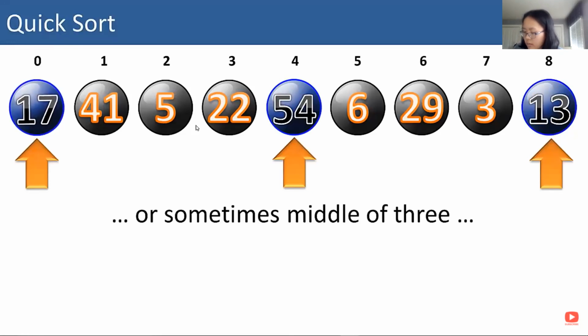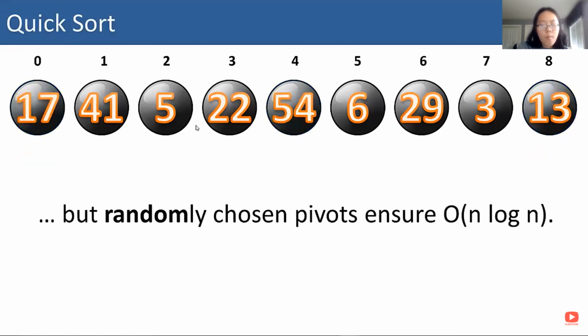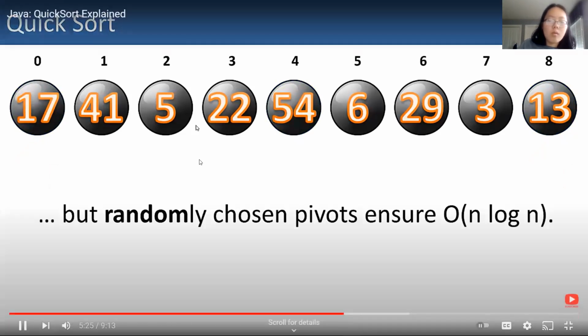Or you could choose median of 3. So you could look at the first, last, and middle items and choose the median of those 3. But randomly chosen pivots ensure Big O of n log n performance, at least for large lists.